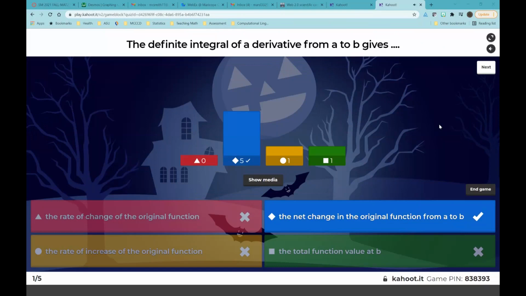Okay, time's up. Great job, guys. Most of you got the right answer, which is the definite integral of a derivative from a to b gives you the net change in the original function. Remember we said you have a starting value and then you accumulate change as you go along. So great job. Next question.